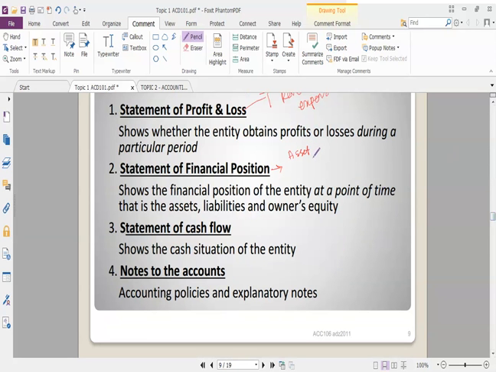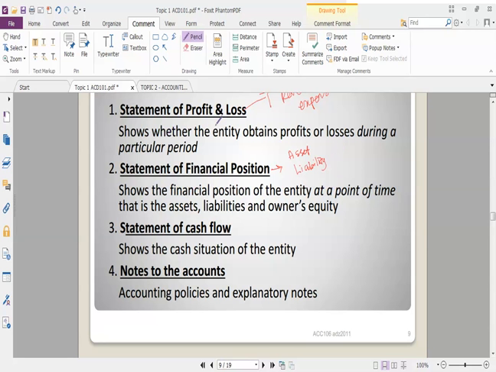How many types of asset do you have? We have two types of asset, that is non-current and current asset. What else? Liability. Liability means the amount of debt that you owe, maybe from the bank. Okay, that is liability.